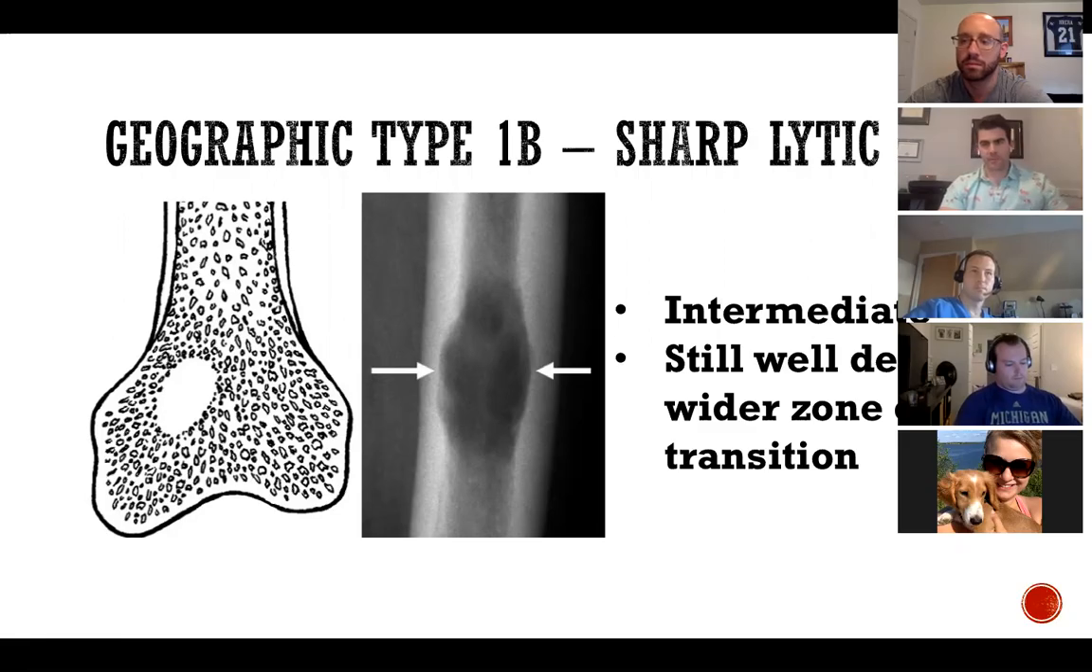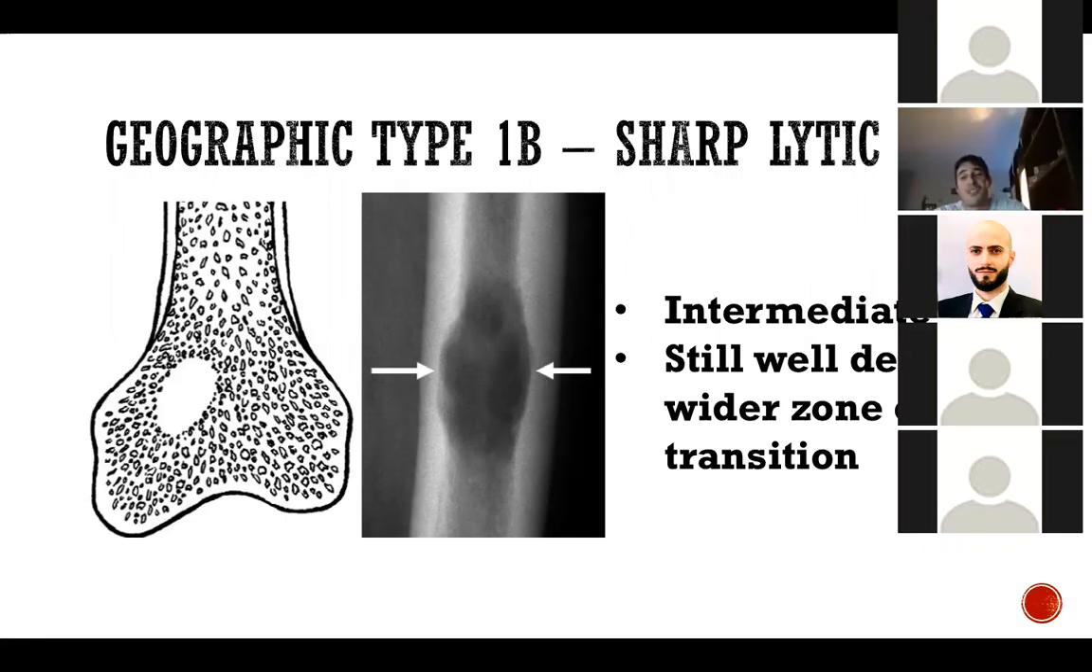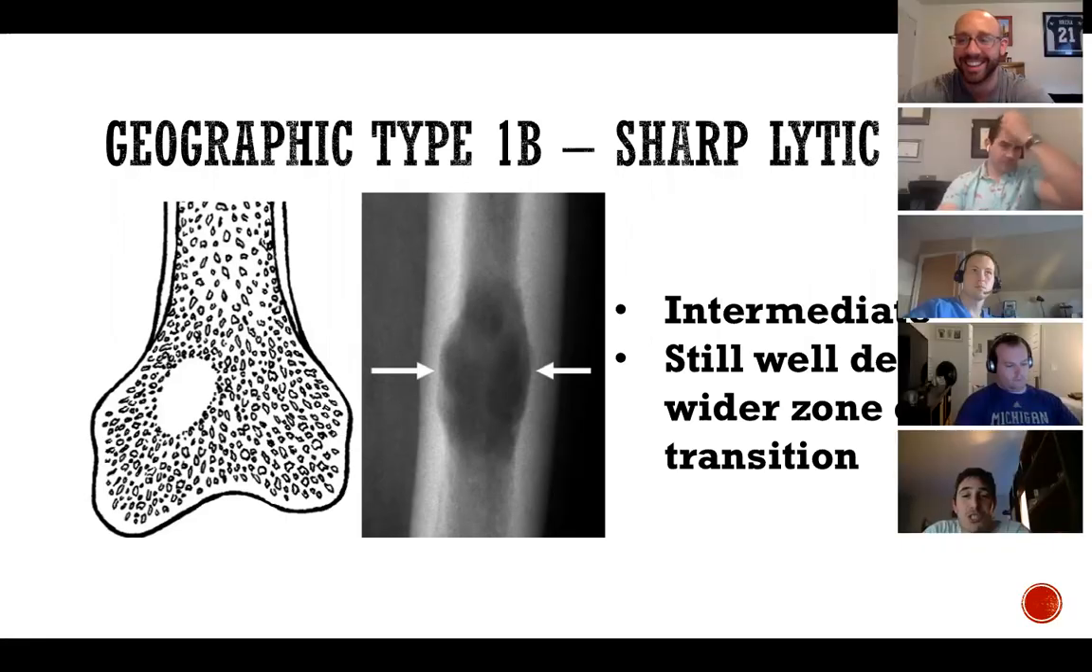Just to jump in for a second, that's a great question, Zach. But I think the overarching theme is don't get hung up on too many of these specifics of, is it geographic, is it moth-eaten? Just look at the big picture. Is there a clear border? Can you clearly tell this thing has been there for a while? Has the bone reacted to it? Which I know Joe's going to get into more.